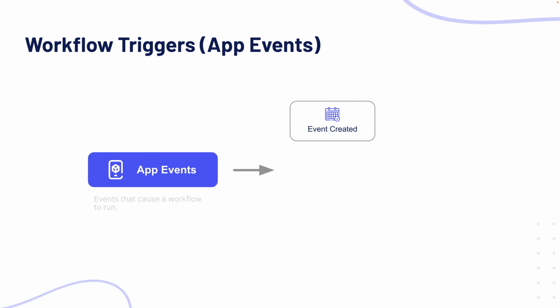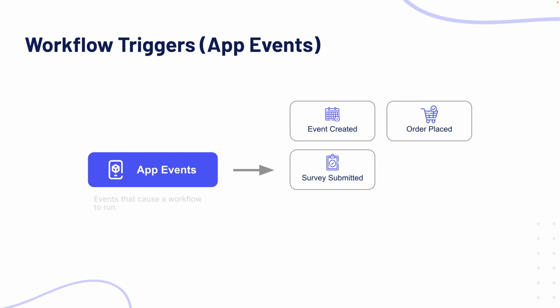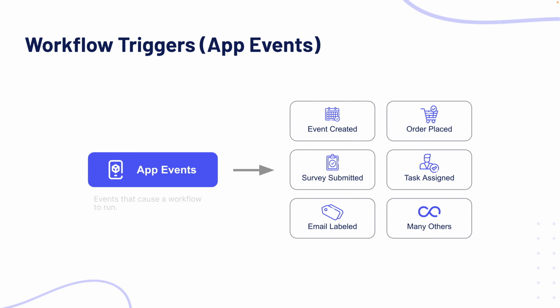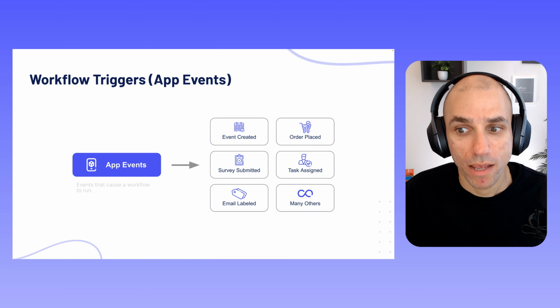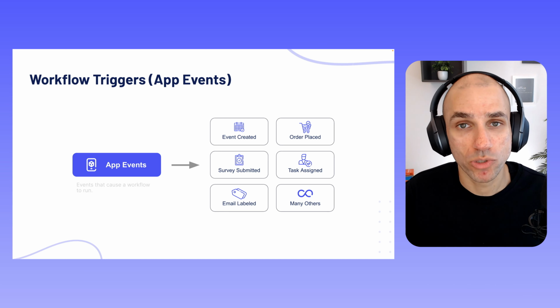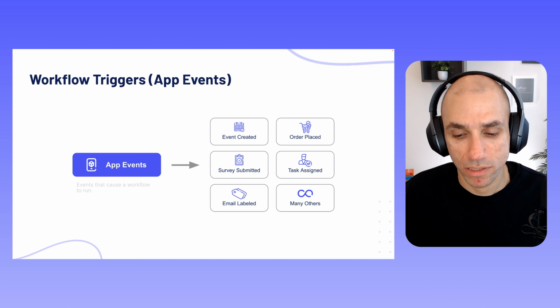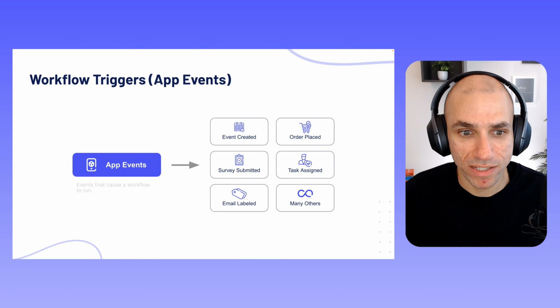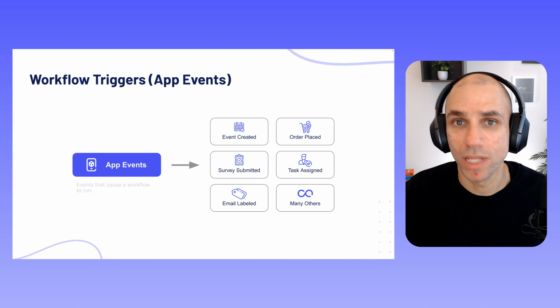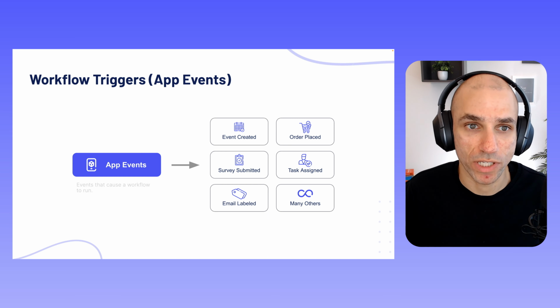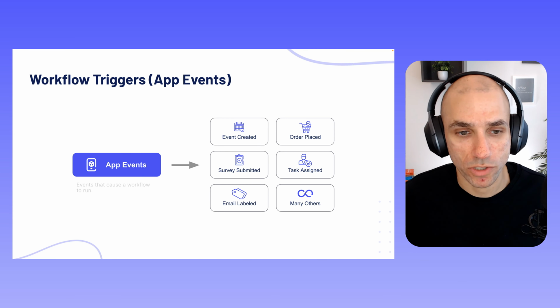So it could be as simple as an event is created in the calendar, or an order has been placed, or someone submitted a survey, or a task was assigned to a particular person, an email was labeled, or many others. So all these are things that happen within an application, which we can listen on and use as triggers to run our workflows. So just to recap, three types: scheduled, on-demand, and app events. And app events, of course, there's a million types of events that we can use as triggers in our workflows.